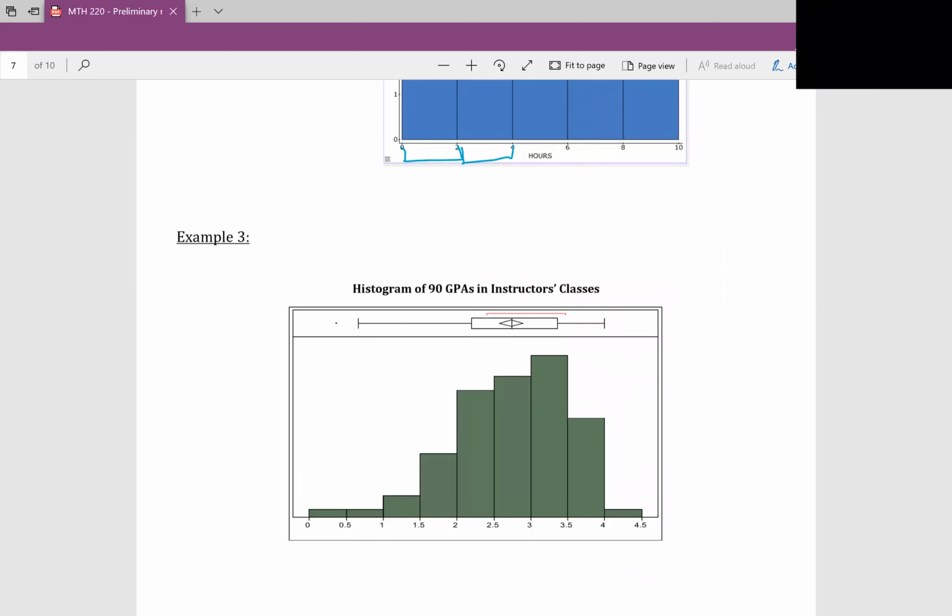Example 3, histogram of 90 GPAs in instructor's class. Again, take a moment, pause the screen, and think about what you would call this distribution. When I draw my curve over the top of it, I notice that I have this pretty distinct tail that's coming off to the left. So we're going to call this left skewed, or skewed left.